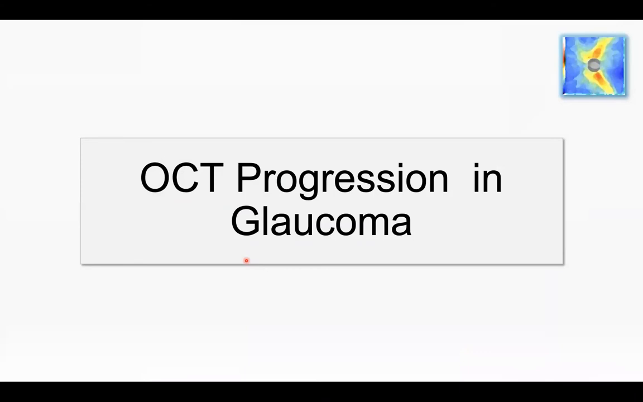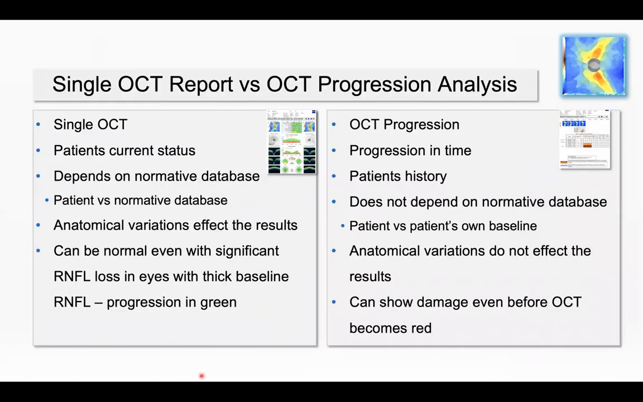A single OCT is very important for the diagnosis of glaucoma, but we have a more important weapon for the diagnosis and follow-up of glaucoma. With the use of OCT progression analysis, we have the chance to diagnose glaucoma at very, very early stages. A single OCT report is the patient's current status. It depends on the normative database. It's the patient versus normative database game. Anatomical variations affect the results; it can be normal even with significant RNFL loss in eyes with thick baseline RNFL, which is the progression in green concept. We will talk about it.